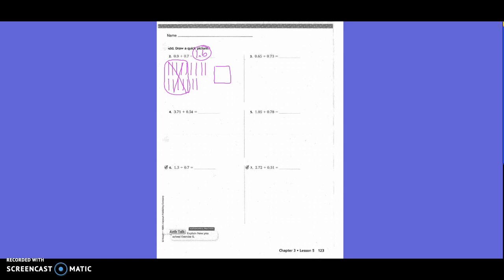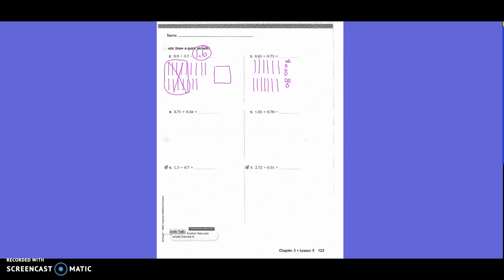Okay. The next one, how many longs am I going to draw? 6. 1, 2, 3, 4, 5, 6. And then how many small cubes? 5. 1, 2, 3, 4, 5. Right? Okay. Then how many longs am I going to draw? 7. 1, 2, 3, 4, 5, 6, 7. And then how many small cubes? 3. 1, 2, 3. And now I work which way?